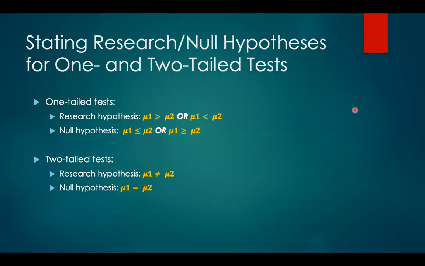So using the example of coffee and academic performance, let's talk about how we state our research and null hypotheses for one- and two-tailed tests in terms of statistical notation. So if our research hypothesis, so what we actually predict, is that drinking more coffee will lead to higher academic performance, we're comparing again a distribution of students who are drinking coffee to a null distribution where drinking coffee has no effect.